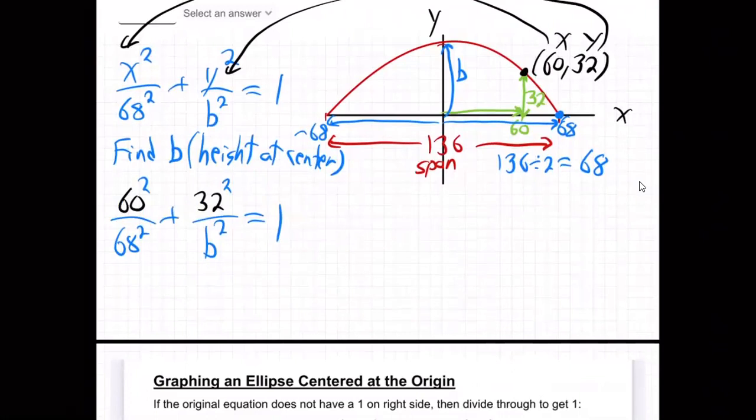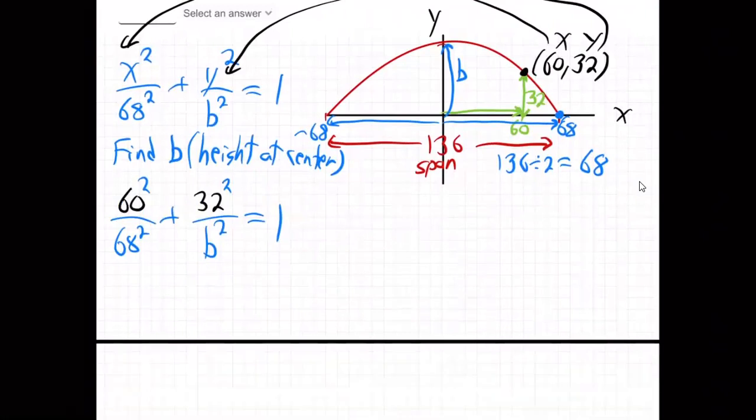Now we just need to solve for b, and we'll have our answer. So I'm going to do this. This is going to become 3,600 over 4624, and 32 squared is 1,024 over b squared is 1. We're good so far. Now you know what to do, right?